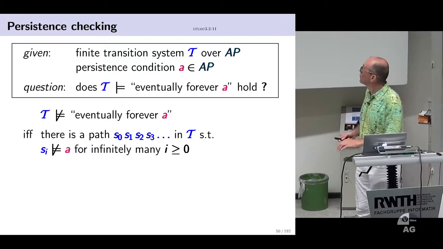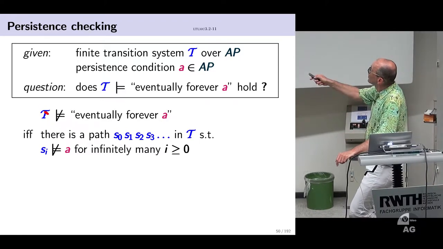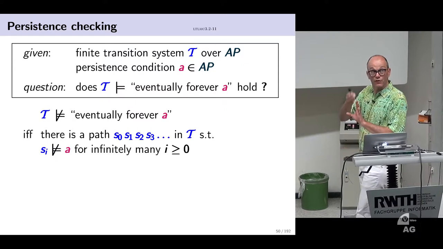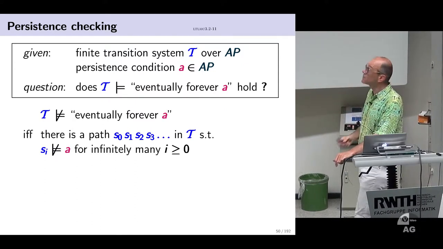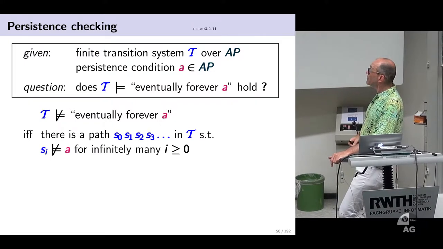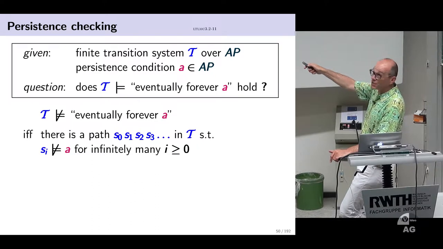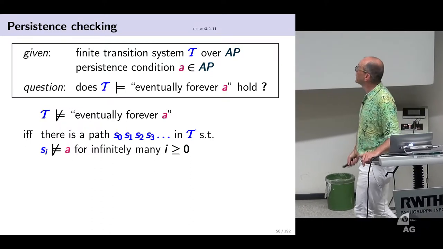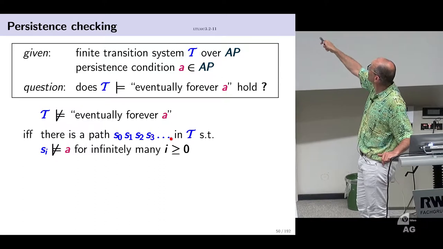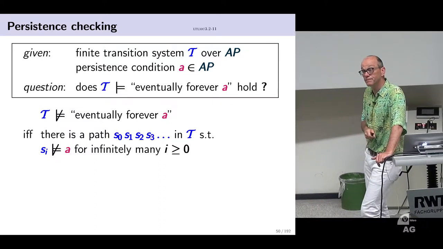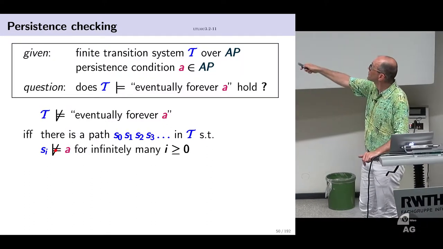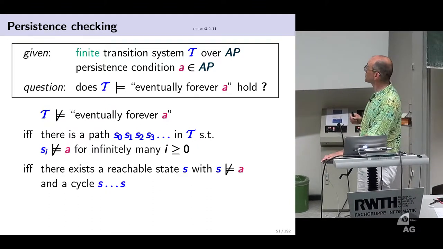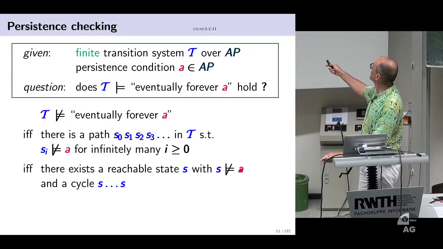Good. So the following observation is helpful. Suppose my transition system violates eventually forever not F, which again means that from some point on I only want to see not F. What does that mean? It means that if it refutes this property, there must be a path in this transition system, S0, S1, etc., such that I have infinitely many positions along this path that violate A. This negation comes from this negation. But that means there exists a reachable state S such that S violates A.